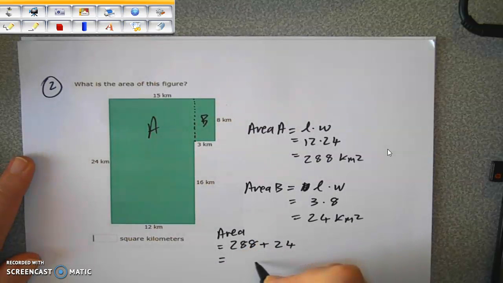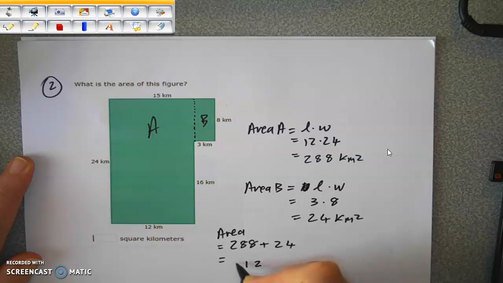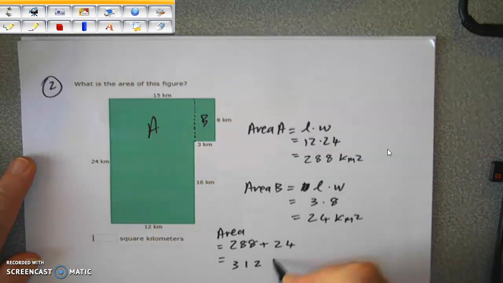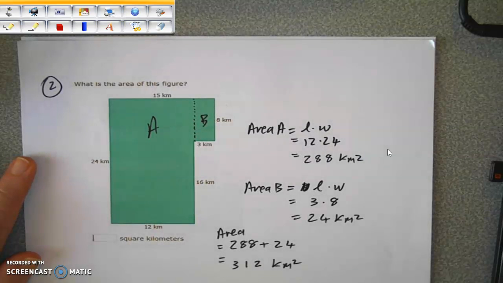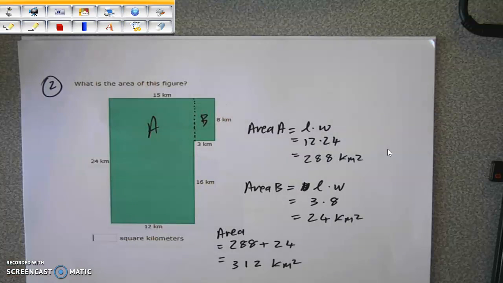So 8 and 4 is 12. Regroup a 1. 8 and 2 is 10. With the 1 is 11. So it's 312 kilometers squared. So just to recap, what I did there was that I chopped the shape into two rectangles, found the area of each rectangle separately, and then added them together.